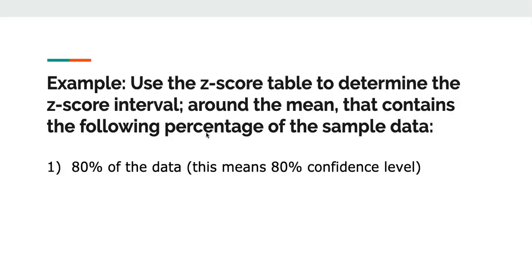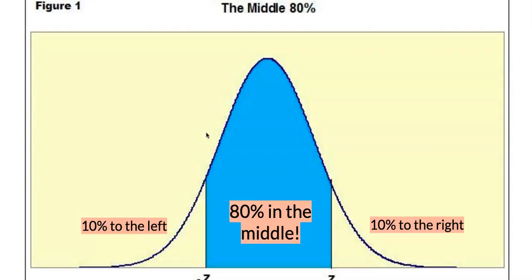Example: use the z-score table to determine the z-score interval around the mean that contains the following percentage of the sample data. For number 1, what I want is 80% of the data. This means an 80% confidence level, okay? Now, where do we want that 80% of the data? I have a little picture for you to look at. It'll be a good idea to copy down this picture. If we want an 80% confidence interval, we want that 80% in the middle. So take a look, the blue area that I shaded is the 80% in the middle, okay?